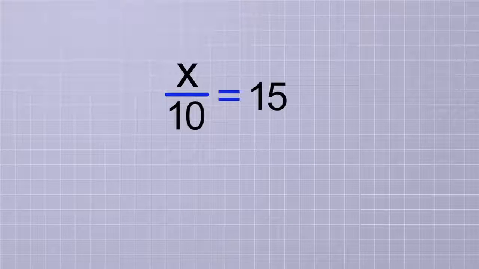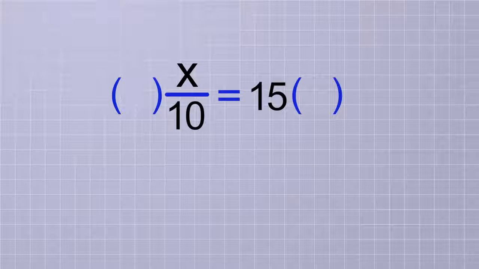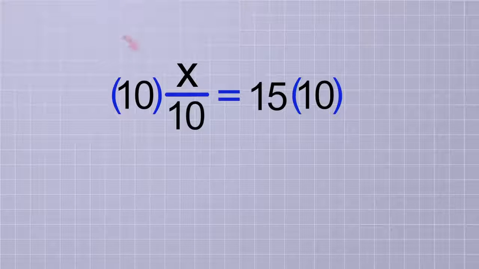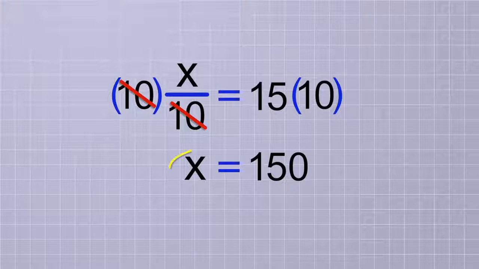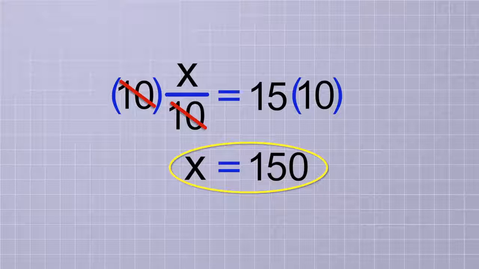That's not too hard either. Let's try another one. x over 10 equals 15. In this problem, since the x is being divided by 10, to get it by itself, we're going to need to multiply both sides of the equation by 10. On the first side, the 10's cancel, leaving x all by itself. And on the other side, we have 15 times 10, which is 150. So our answer is x equals 150.